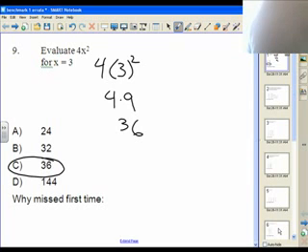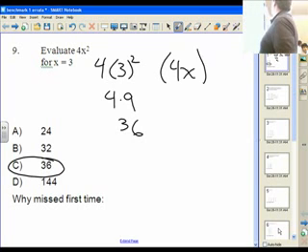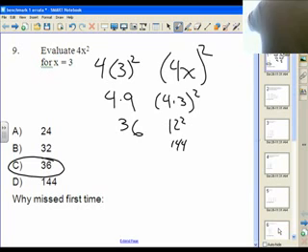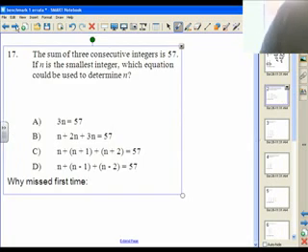So how do you know if the exponent is going to be on the whole thing? It would be just on the x. Now if we wrote it like that, 4x squared in parentheses, this would be 4 times 3 squared, or 12 squared, or 144. That would make it 144. But if there's no parentheses, the exponent is just on the x. All right? The common error is that 144.